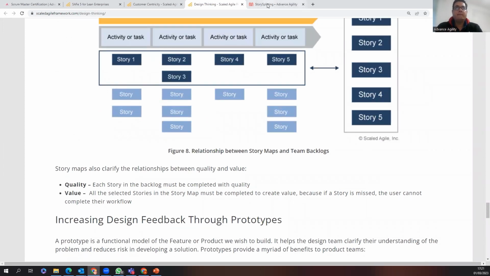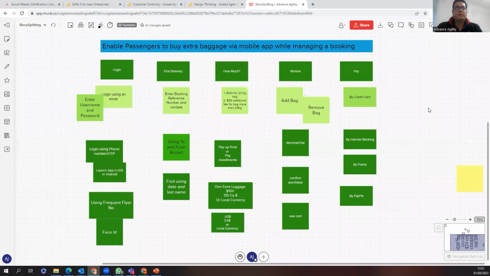Let me show you one example of story mapping. I've created a mural board. Let's say there is a feature: enable passengers to buy extra baggage via mobile app while managing a booking. This is a feature. A feature is something that can be completed within one program increment, like less than 3 months or 4 to 6 iterations almost.